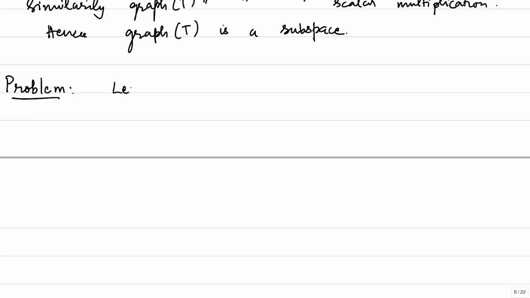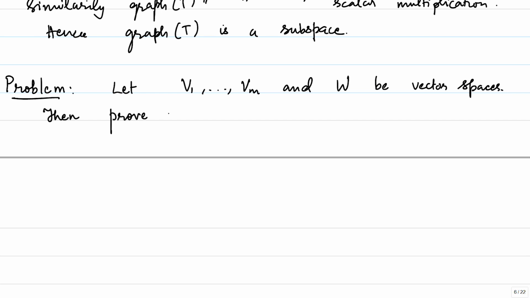So let V1 to Vm and W be vector spaces. Then prove that, so recall that L of V comma W is the space of all linear transformations from V to W. So here we are going to talk about L of V1 cross up to Vm comma W. So this is the vector space of all linear transformations from the vector space V1 cross V2 up to Vm into W.